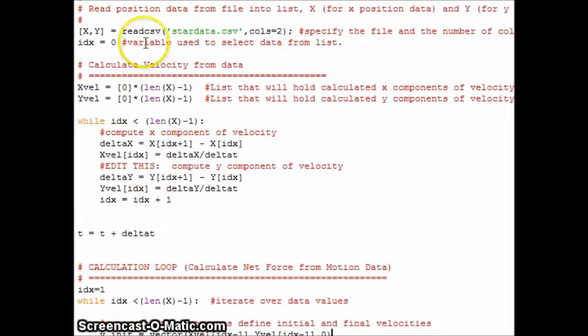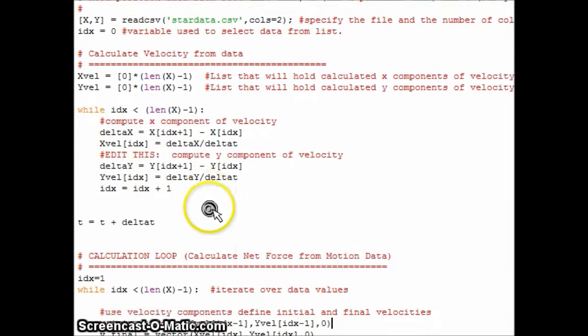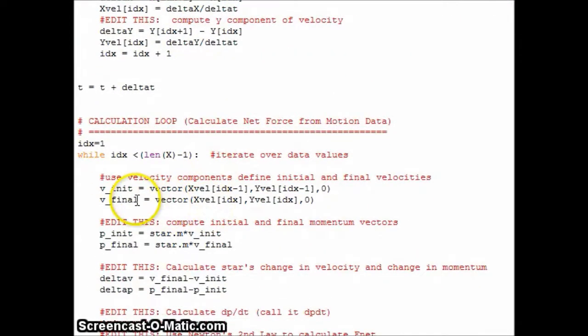After importing the given star position data, we calculate the velocity of the star at the beginning and end of a specific time interval. This is represented below as v initial and v final. These velocities are then used along with the mass of the star to find p initial and p final. These represent the initial and final momentums of the star.